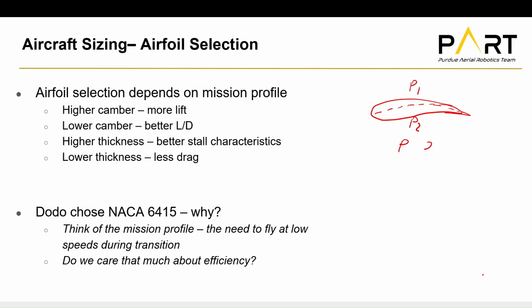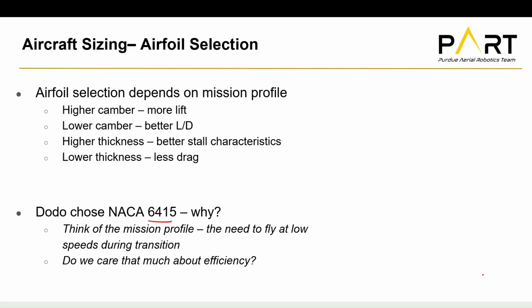So Dodo, our VTOL plane that we built, it takes a NACA 6415. That's what we decided for it. So why? Think of the mission profile. It has to fly at low speeds and because of its need to transition, we want a slow stall, and we also are around our stall region when we're transitioning. So why do we care about that? Well, we chose a 6415, and for the record, that is a very high cambered airfoil. 6% camber is quite high, and 15 is relatively thick.